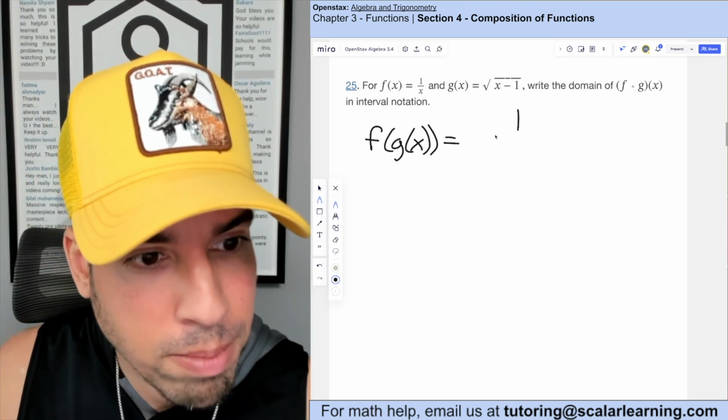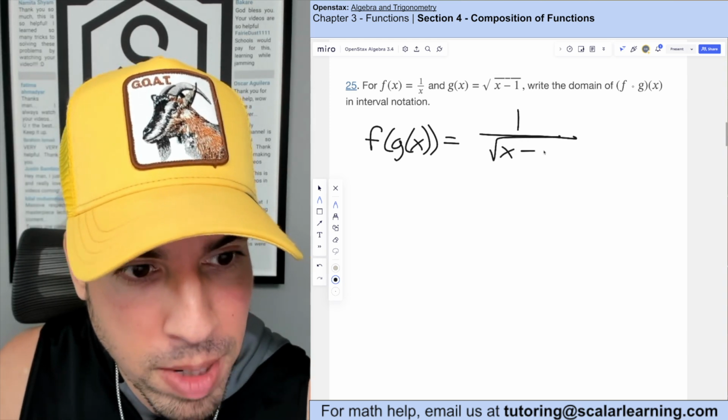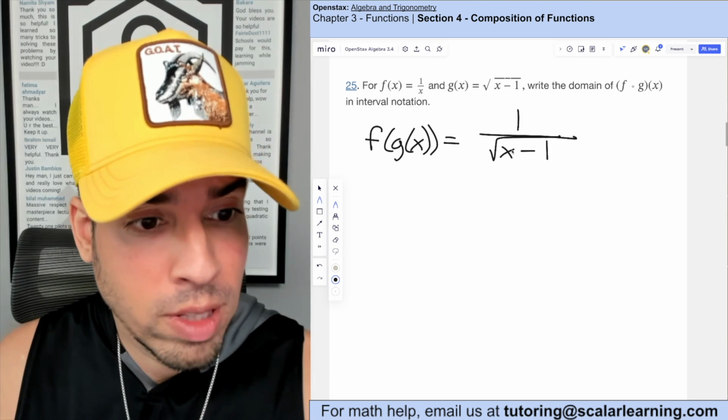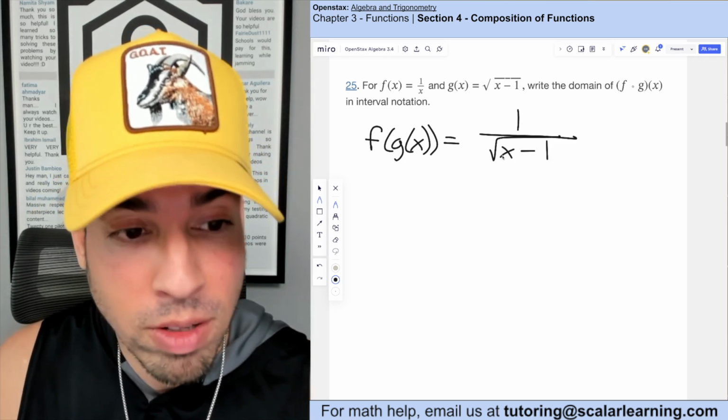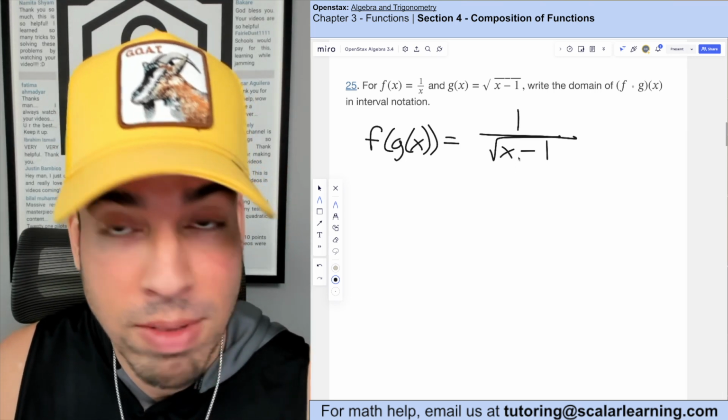So I'm literally taking my f of x and I'm replacing x with g of x, which is square root of x minus 1. So we want the domain. There are two things. X minus 1 is in the denominator, so that can't equal 0. And this has to be positive, right? We can't have a negative radical.